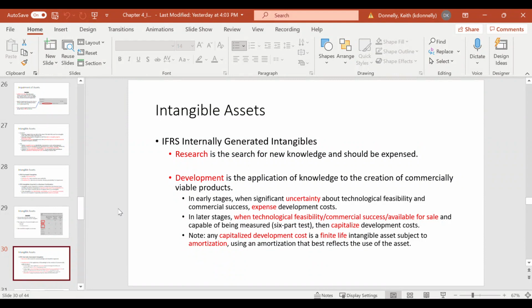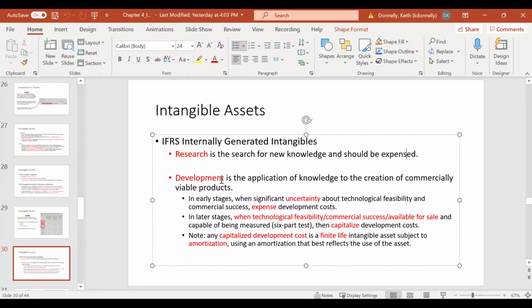So research, expense. Development before the point of viability, expense. Once there's viability, you capitalize it. And then, once it's capitalized, you're going to amortize it.